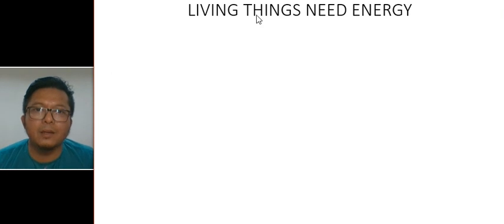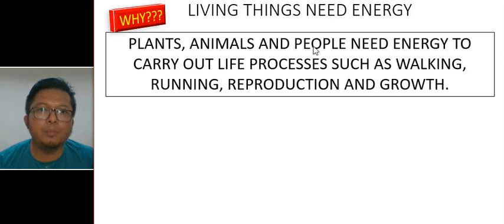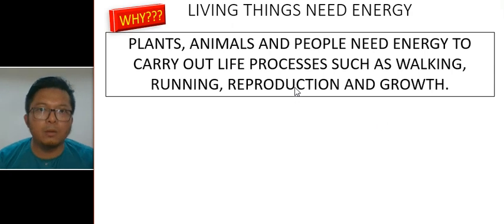Now next, living things need energy. Why do we need energy? Plants, animals, and people need energy to carry out life processes such as walking, running, reproduction, and growth. If you want to walk, you need energy. If you want to run, you need energy. If people want to have babies, they need energy. And if you want to grow properly, you need energy because it takes energy to do those things.